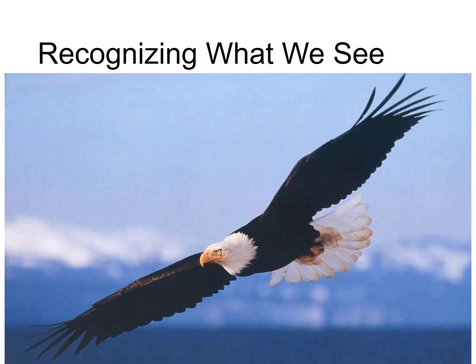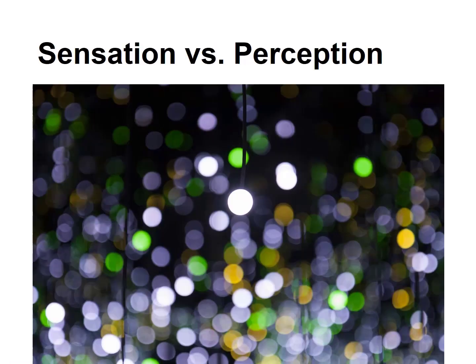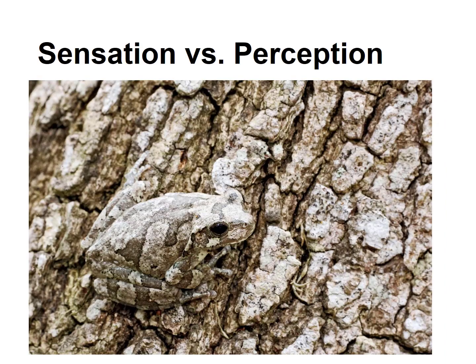How do we recognize what we see? A useful distinction is the difference between sensation and perception. Sensation refers to the initial registering of information into your senses without realizing what that information is. In contrast, perception refers to knowing what you are sensing, the interpretation of the input.